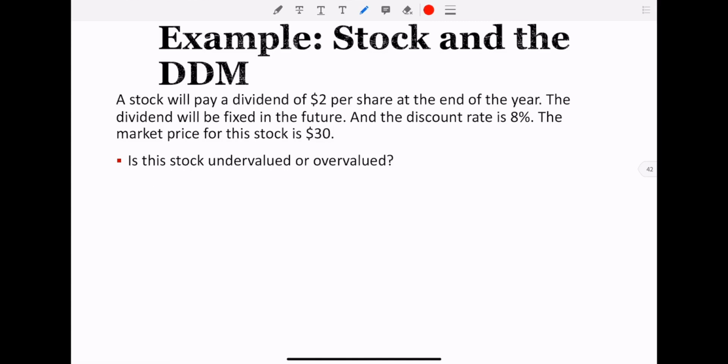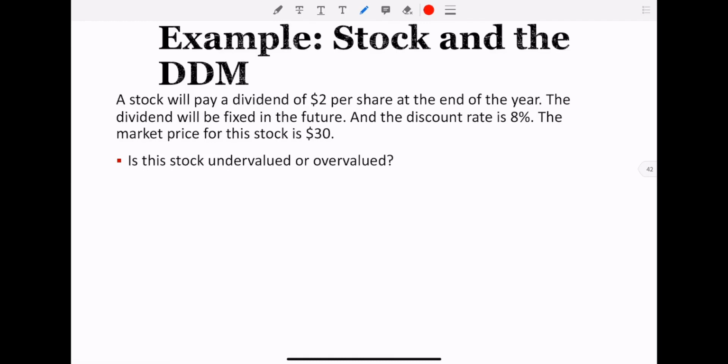Well, you want to compare the intrinsic value versus the market price. So if the intrinsic value is larger than the market price, then this stock is undervalued. If the intrinsic value is smaller than the market price, then this stock is overvalued. So basically, to make the judgment about undervaluation or overvaluation, the first step is to calculate the intrinsic value. So let's see.